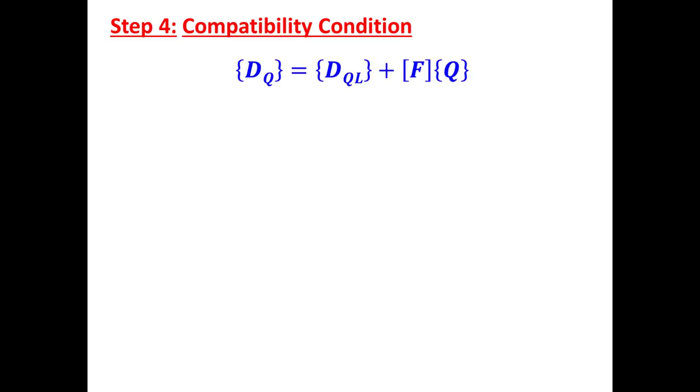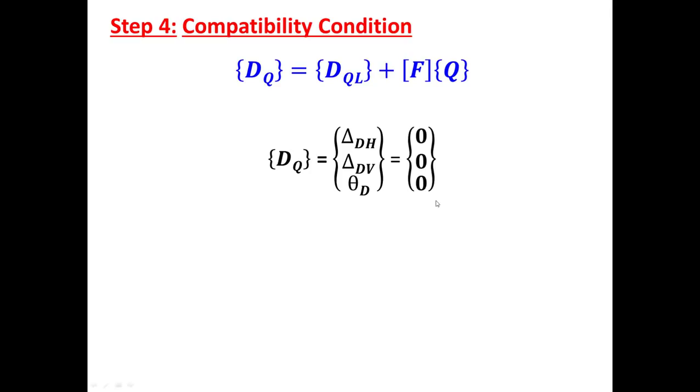So the compatibility condition is dq equal to dql plus f into q. Okay, so dq is the unknown displacements in the original structure, the displacements corresponding to unknown reactions in the original structure. Our first unknown reaction is RDH, so the corresponding displacement is horizontal displacement at D. Second unknown is RDV, vertical reaction at D. Corresponding displacement is vertical displacement at D. Third unknown is moment at D. Corresponding displacement is rotation at D.